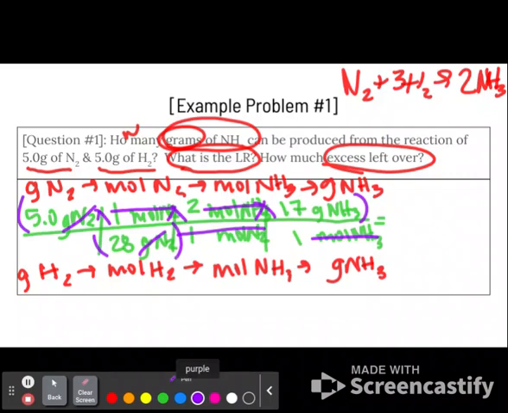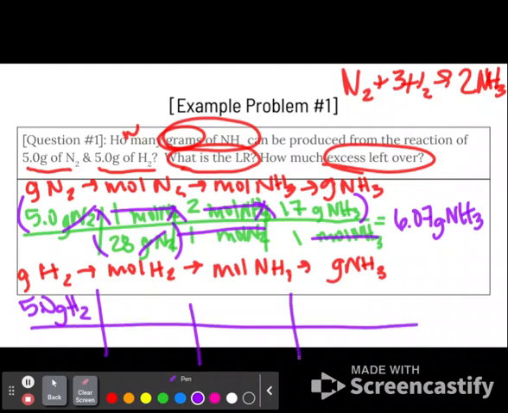If I multiplied it out correctly, it should come out to 6.07 grams of NH3. You're going to basically do the same thing for this one. Again, you're starting now with 5 grams of H2. 2 grams of H2 for every 1 mole of H2.